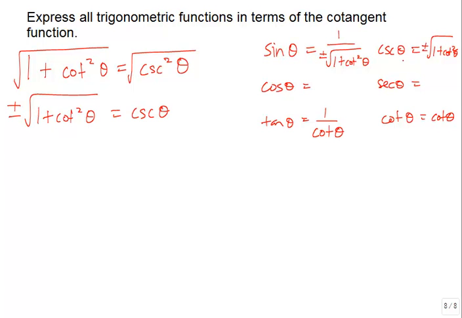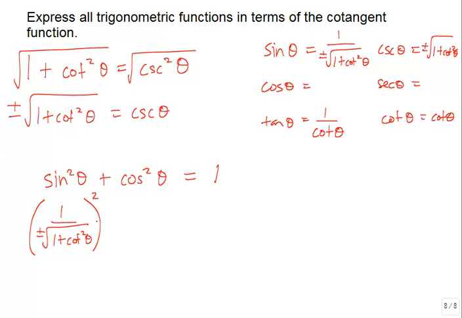So we've got 4 out of the 6. Now we need to figure out what cosine theta needs to be. So to figure out cosine, I'm going to use another Pythagorean identity, and I'm going to use the one that says sine squared theta plus cosine squared theta equals 1, because I'm looking to find out what cosine is. Now in order to do that, I need to know what sine of theta is, and we just figured that out. So sine of theta was 1 over plus or minus the square root of 1 plus cotangent squared theta, and we want sine squared, so I want to square all of that.